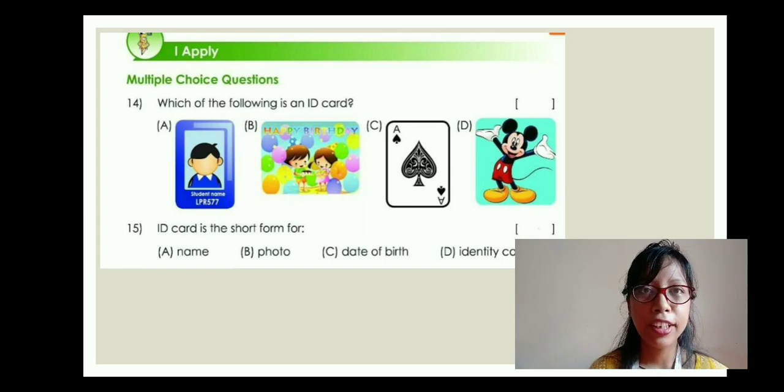Question number 14 is: which of the following is an ID card? Here the options are given: option A, option B, option C and option D. Whichever is the correct option, you have to write it within the bracket given on the right hand side. Now come to question number 15: ID card is the short form of option A, B, C, D. Here also you have to do the same as question number 14. There are a few more questions left which I will be sharing with you in the WhatsApp group.